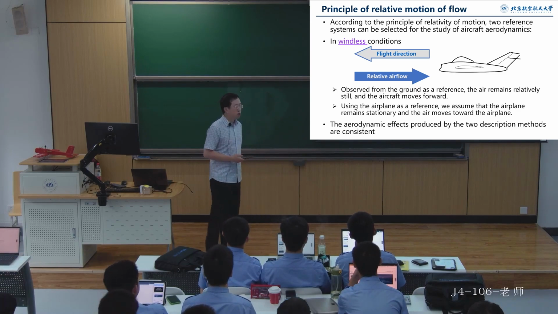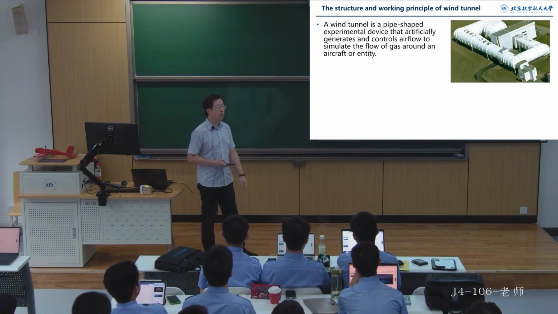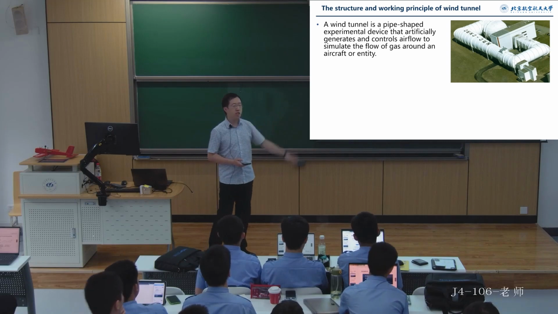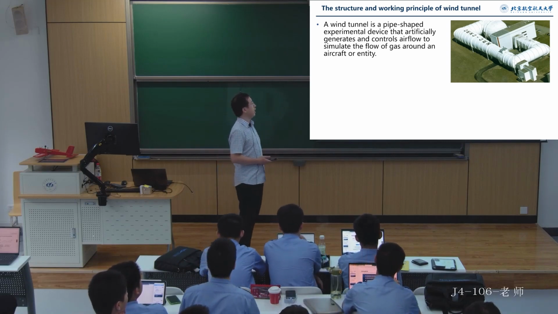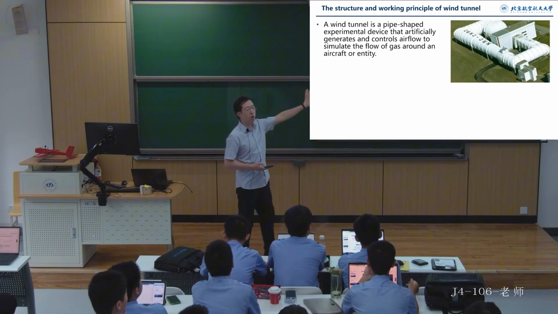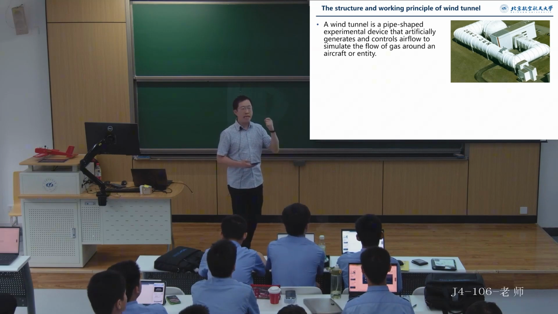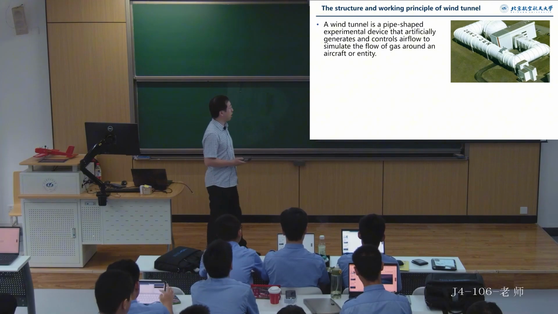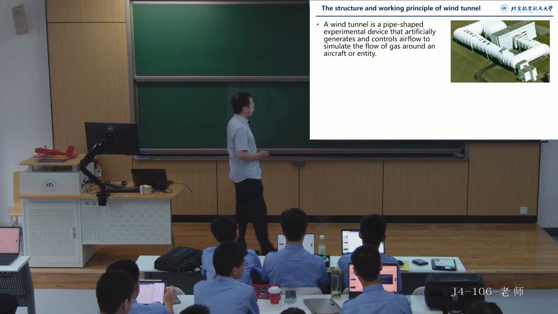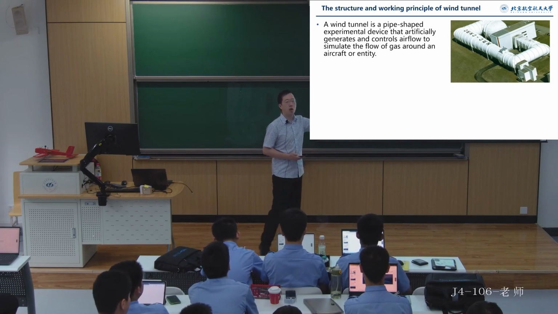So, using this principle of relativity, what kind of problems can we observe or study? In fact, we are studying the aerodynamics of airplanes. How do we use it? This brings us to our very remarkable device. It's the wind tunnel. The wind tunnel is an indispensable device for studying the aerodynamics of airplanes. So what exactly is a wind tunnel? Let's look at this typical photo of a wind tunnel.